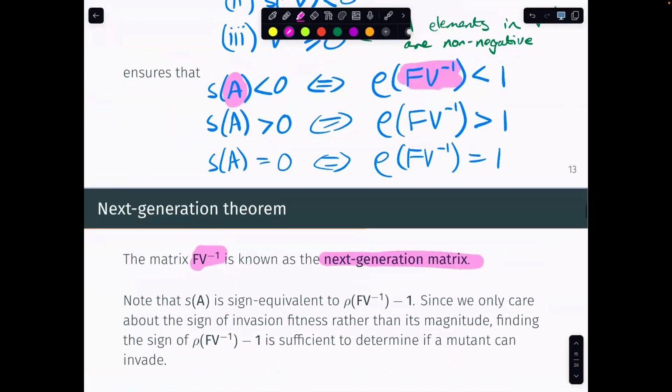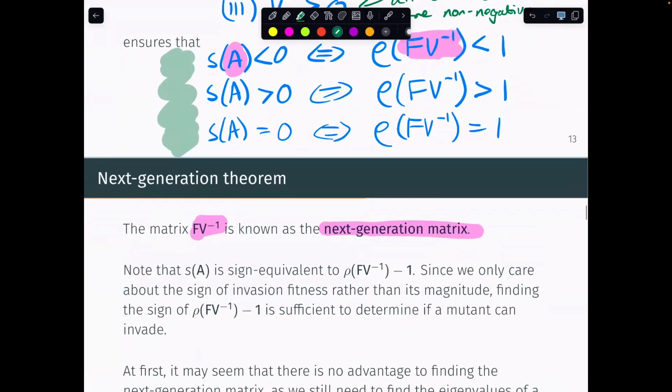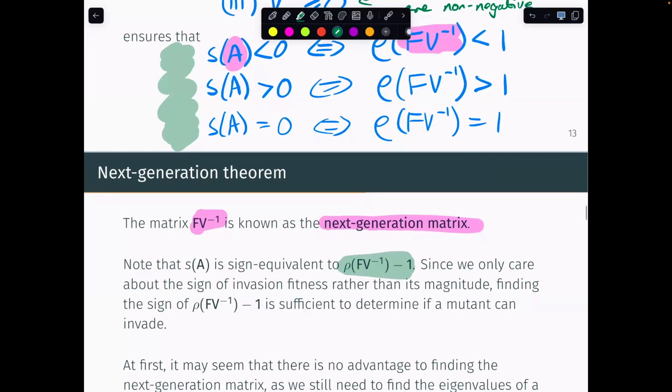And this outcome at the bottom is basically saying that our spectral bound, in other words our maximum real part for the eigenvalues of our matrix A, has the same sign as the spectral radius of this next generation matrix minus 1. All that we're doing here is shifting things around. Since we only care ultimately about the sign of invasion fitness rather than its magnitude, we have transformed things. They're not going to have the same magnitudes, but they will have the same signs, and that's the key thing.